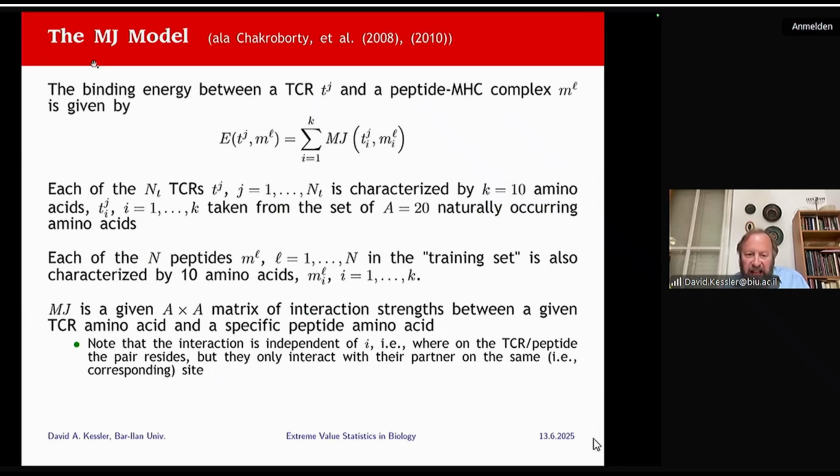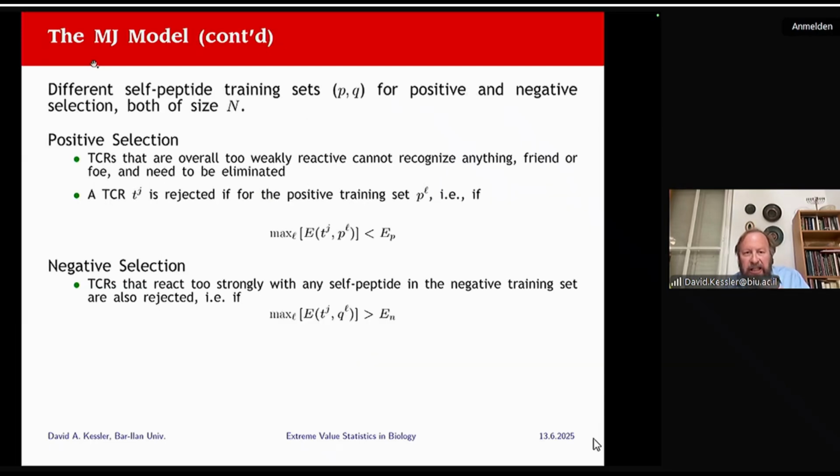Okay, and as I said, this MJ matrix is numerically fit to some set of data, a matrix of interaction strengths between the TCR amino acid and a specific peptide amino acid. In fact, it's a symmetric matrix. And its interaction is independent of the position along the TCR. It's independent of I, it's just a sum over the piecewise interactions of the 10 different sites. Okay. So this is the MJ model.